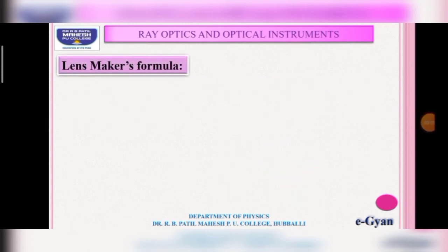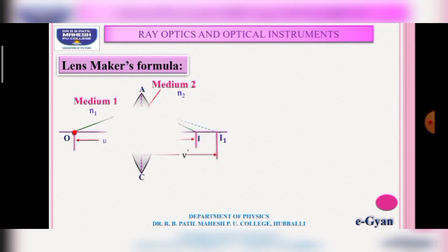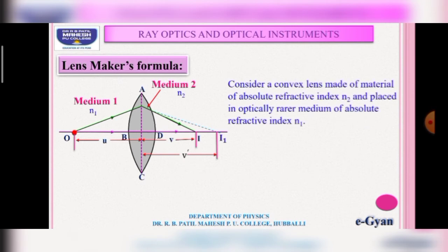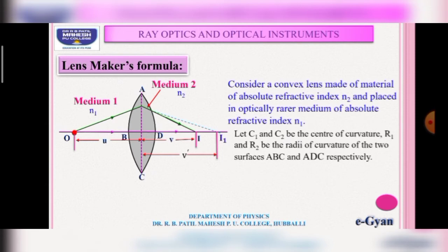Lens maker's formula. To derive the lens maker's formula, let us consider a convex lens made of material of refractive index N2, placed in an optically rarer medium of refractive index N1. Let C1 and C2 be the centers of curvature, and R1 and R2 the radii of curvature of the two surfaces ABC and ADC. Let U be the object distance and V the image distance.